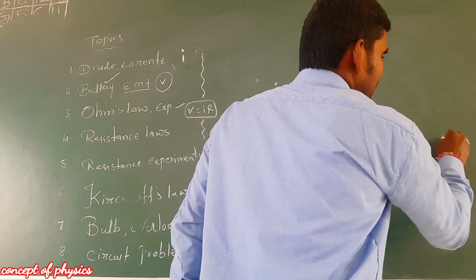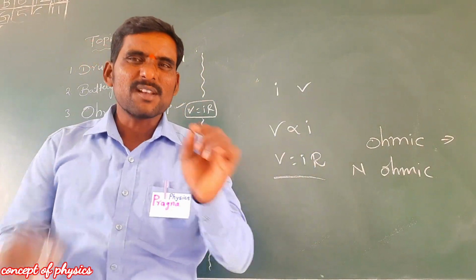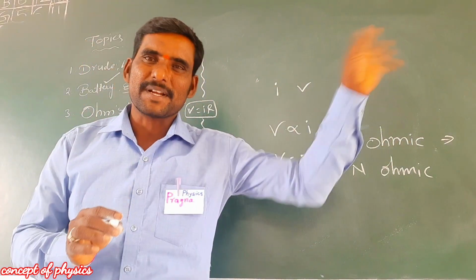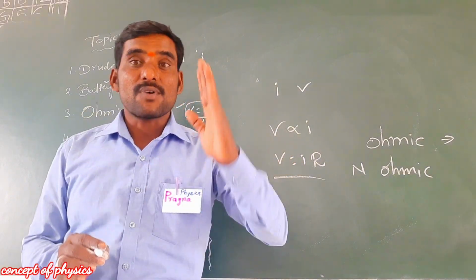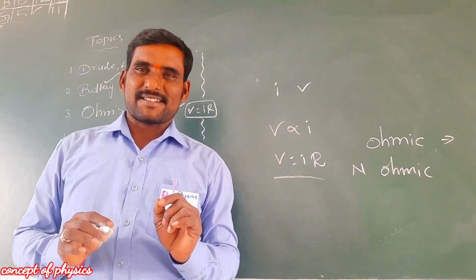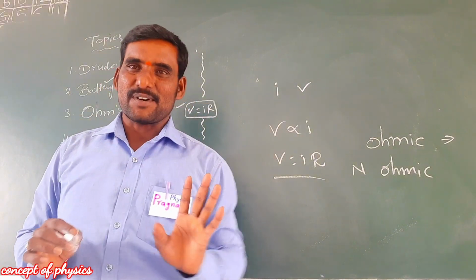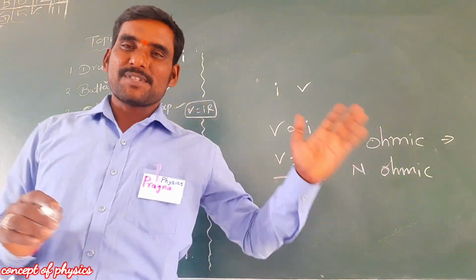So which ones follow Ohm's Law? Those are called ohmic conductors. All the metals follow it. Metals are ohmic conductors. Those which do not follow Ohm's Law are called non-ohmic conductors. They are semiconductors. LED lights also can't follow. Electrolytes also can't follow. Vacuum tubes also can't follow.